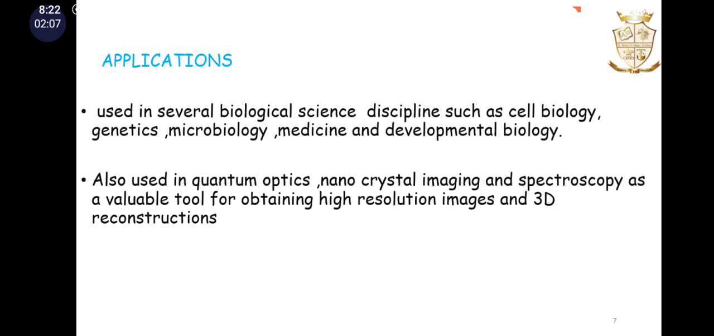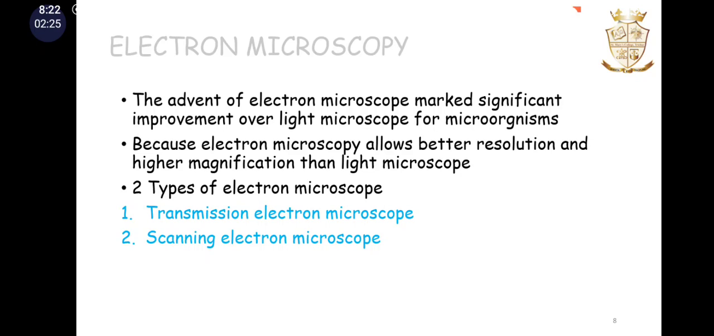Its application: it is used in several biological science disciplines such as cell biology, genetics, microbiology, medicine, and developmental biology. It is also used in quantum optics, nanocrystal imaging, and spectroscopy as a valuable tool for obtaining high resolution images and 3D reconstructions. And next is electron microscopy. The advent of the electron microscope marked a significant improvement over the light microscope for studying microorganisms, because electron microscopy allows better resolution and higher magnification than the light microscope.